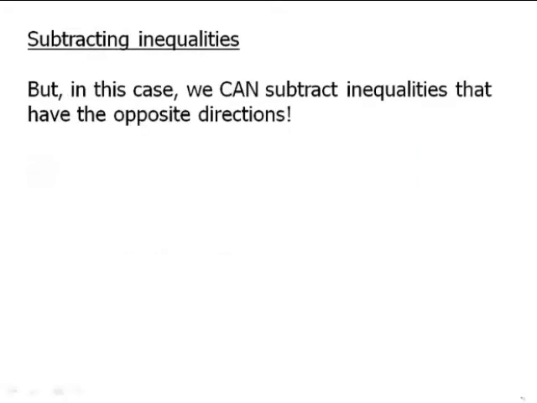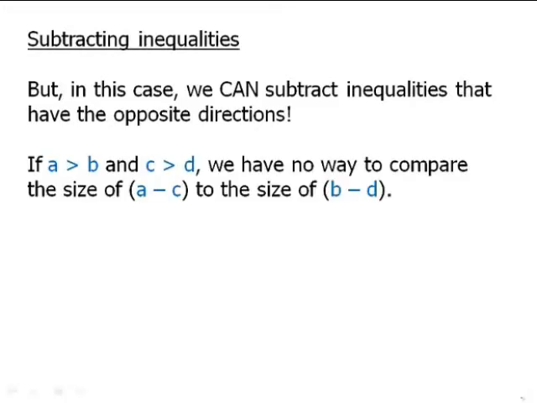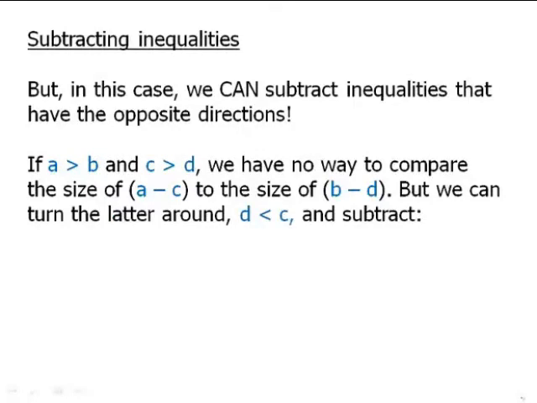But in this case, we can subtract inequalities that have opposite directions. So if A is greater than B and C is greater than D, we have no way to compare the size of A minus C to the size of B minus D. If we do big minus big and small minus small, it's hard to say how that's going to compare. But we can turn the latter around, make it D is less than C, and then we can subtract. A minus D is greater than B minus C. So in other words, big minus small is always going to be greater than small minus big. So this works.